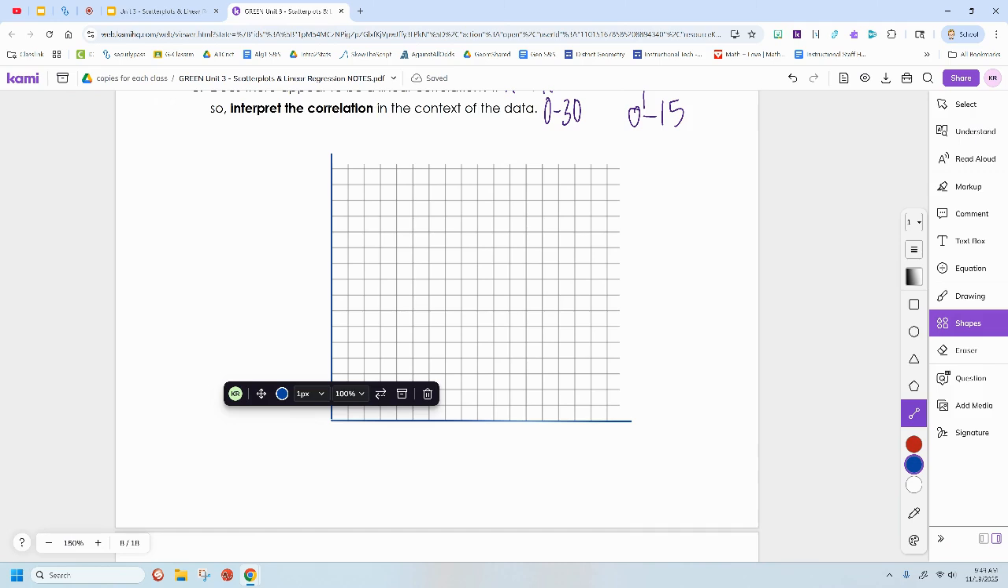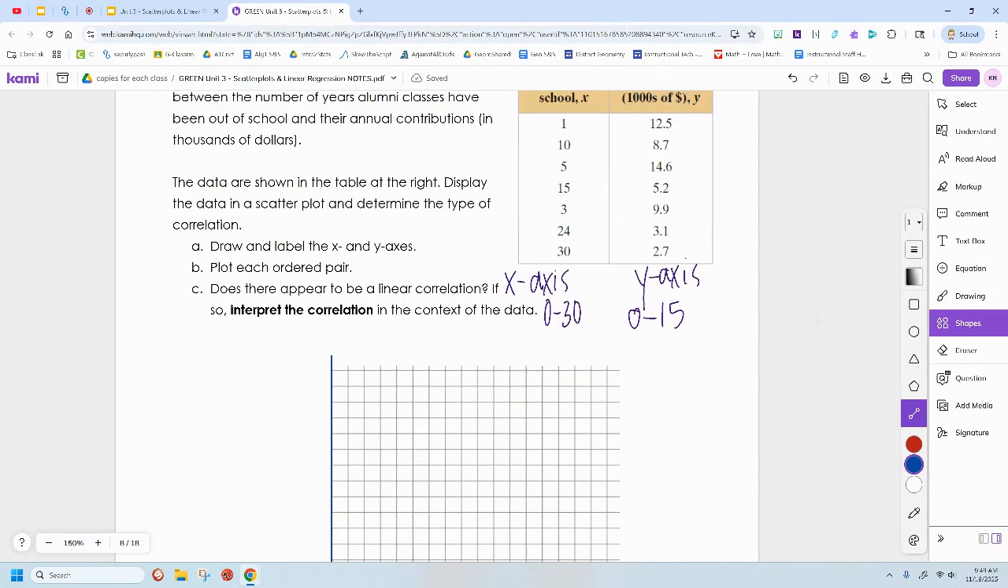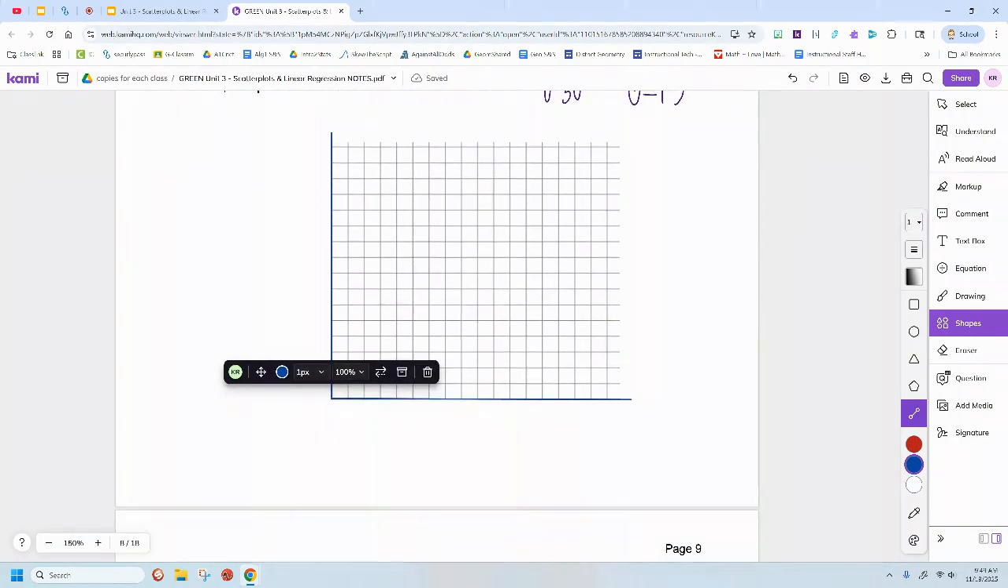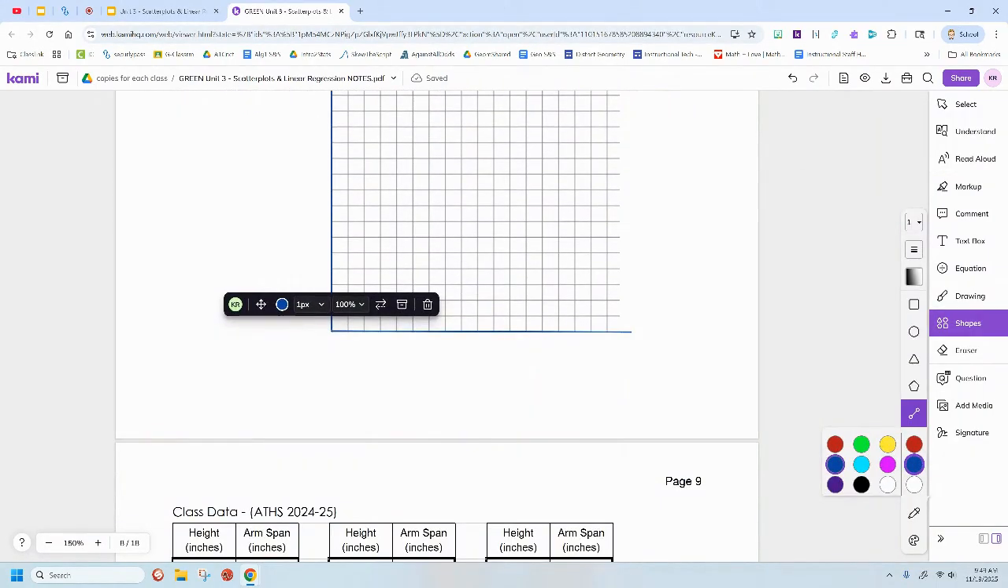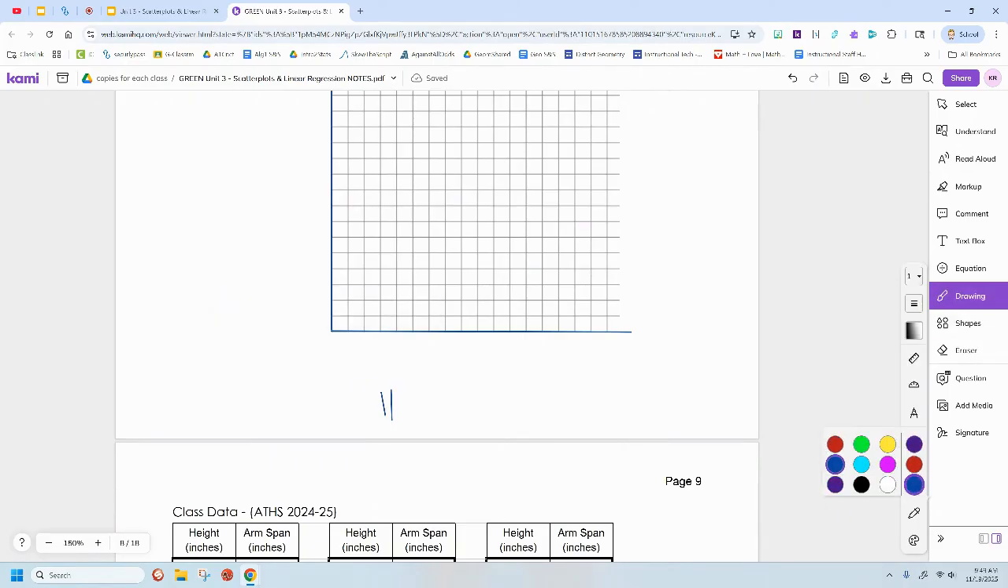And now we kind of have to think about how we're going to tick off our axis. We can also label our axes. So the x-axis is number of years out of school. Let's go with that. There we go. Number of years out of school.